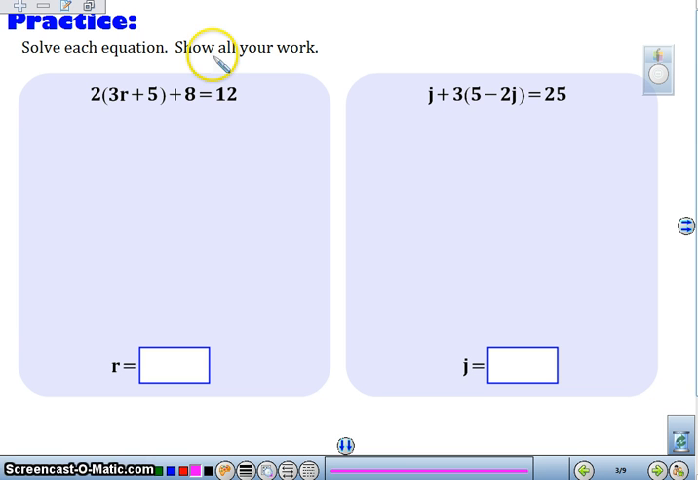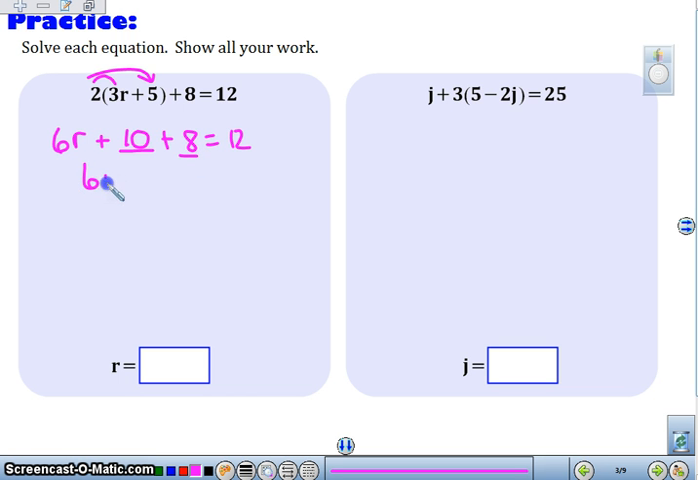As we solve equations that have the distributive property, you've got to be careful. We talked about this in yesterday's lesson. Sometimes you can divide right away, but because of this added coefficient, we have to distribute first. Some of you still need to write down the 2 times 3r. Others of you are ready to progress to 6r plus, if I have 2 groups of 5, 10, plus 8 equals 12. Now this time when I add my like terms, they're my constants.